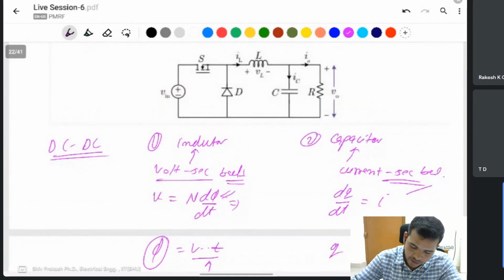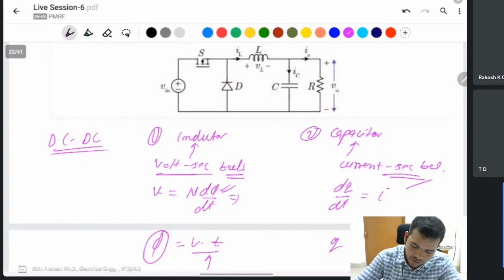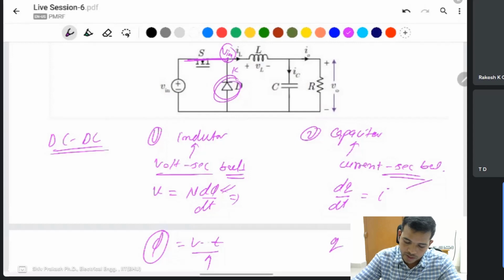In a buck converter, there are two states. The first is when the switch is on, the second is when the switch is off. When the switch is on, the diode connected here will be in reverse bias because of the Vin connected here. The cathode will be greater than the anode, so this will be reverse biased, and current flows like this, right?